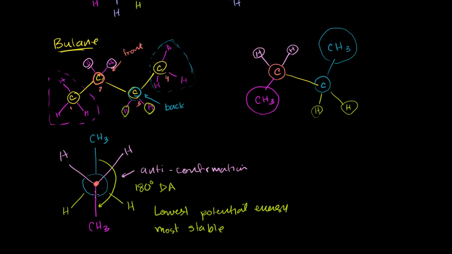Now, what are the other situations you could do here? Well, you could keep rotating these. Let's say you rotated the back carbon around clockwise. What are the other conformations we could get? And so let me just draw the front portion right here. So you have your CH3, and then you have your two hydrogens, hydrogen and hydrogen.